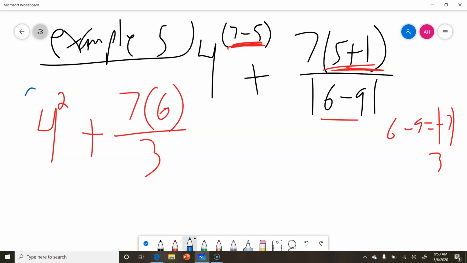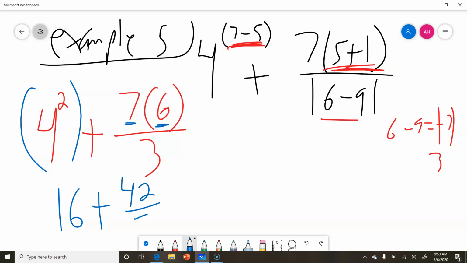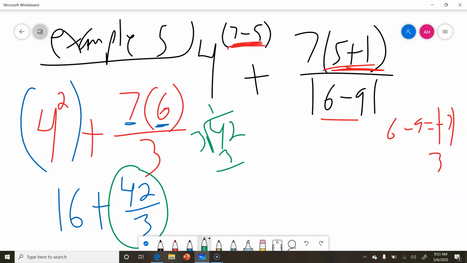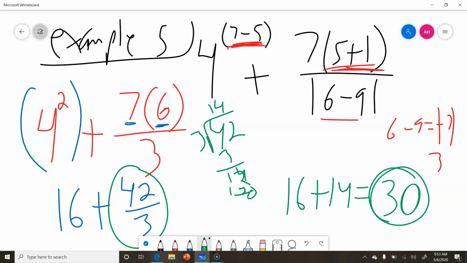Now I actually square this. So what is 4 squared? Well, that's 16. Plus what is 7 times 6? That's 42 divided by 3. Now, the order of operations says I need to do this guy next. So what is 42 divided by 3? 42 divided by 3 is 14. 12, 0, cancel out. So now I have 16 plus 14 is 30, and 30 is my final answer. Okay, so that's how we do the ones that are more complicated like that.